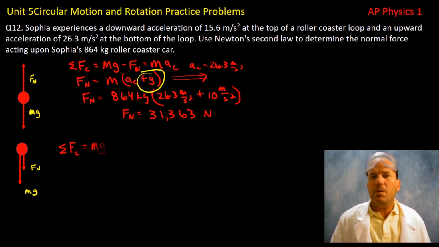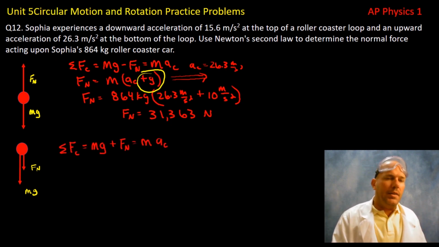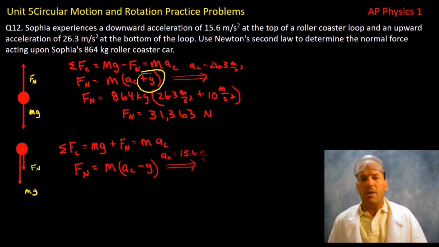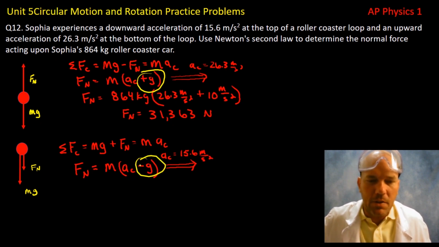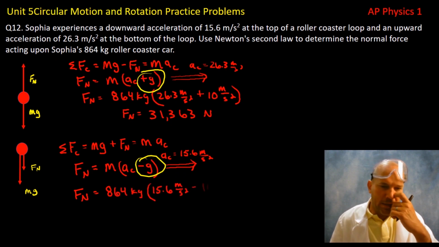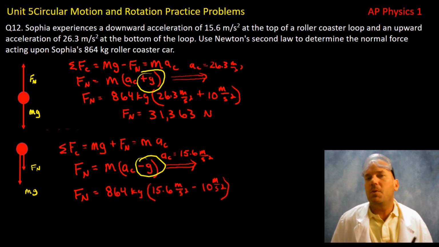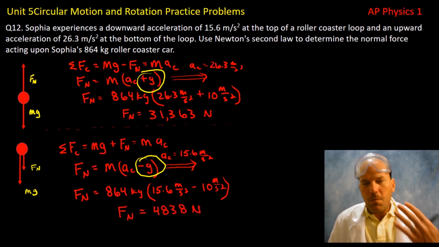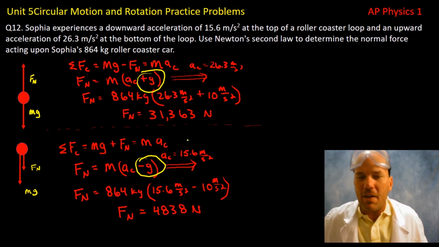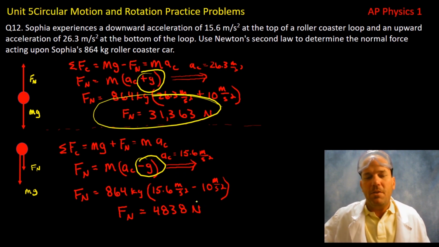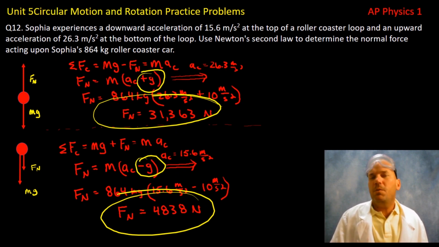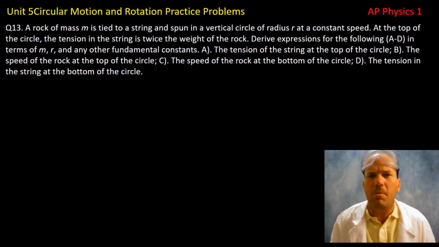Now we can sum our forces for this scenario at the top of a loop. We can even factor out mass yet again and show we are subtracting the acceleration due to gravity. And so by subbing in our centripetal acceleration and solving, we can get force normal to be equal to 4,838 newtons. Now compare these values, bottom of a loop, top of a loop. This further supports what we've been looking at in the last couple problems.